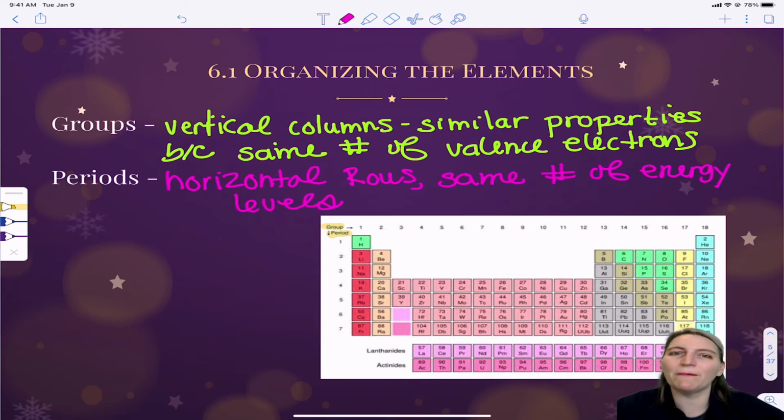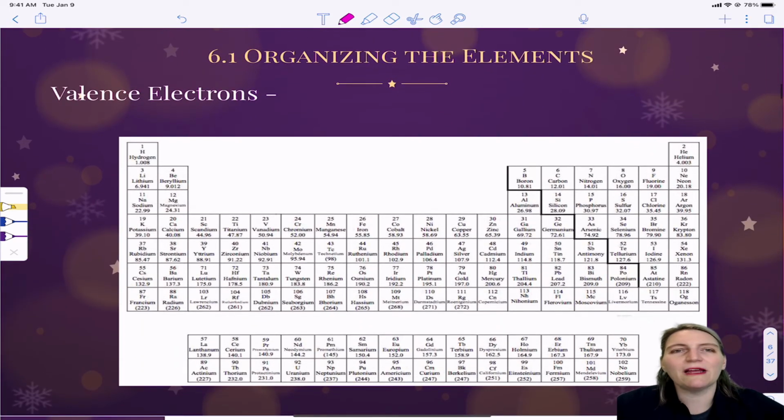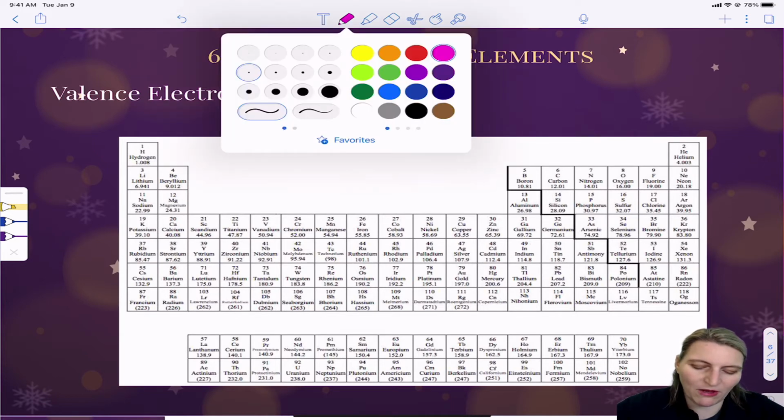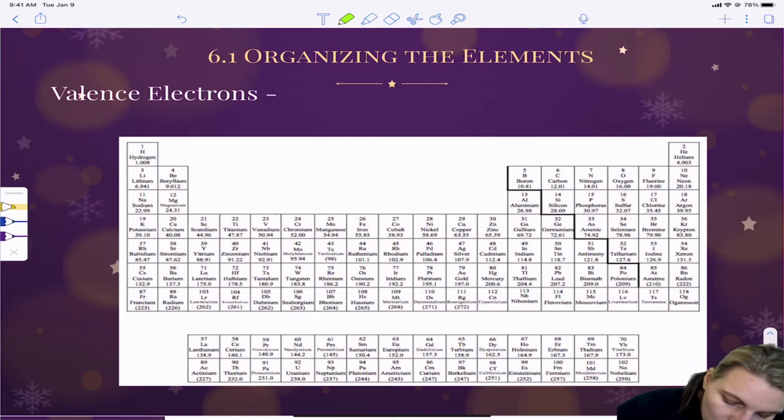Okay, those are numbered. The periods are numbered 1 through 7, and the groups are numbered 1 through 18 all the way across. We don't have groups for those lanthanide and actinide series. So now let's get into more information about valence electrons. Valence electrons are those outermost electrons in elements, and they are primarily responsible for the properties of those elements.